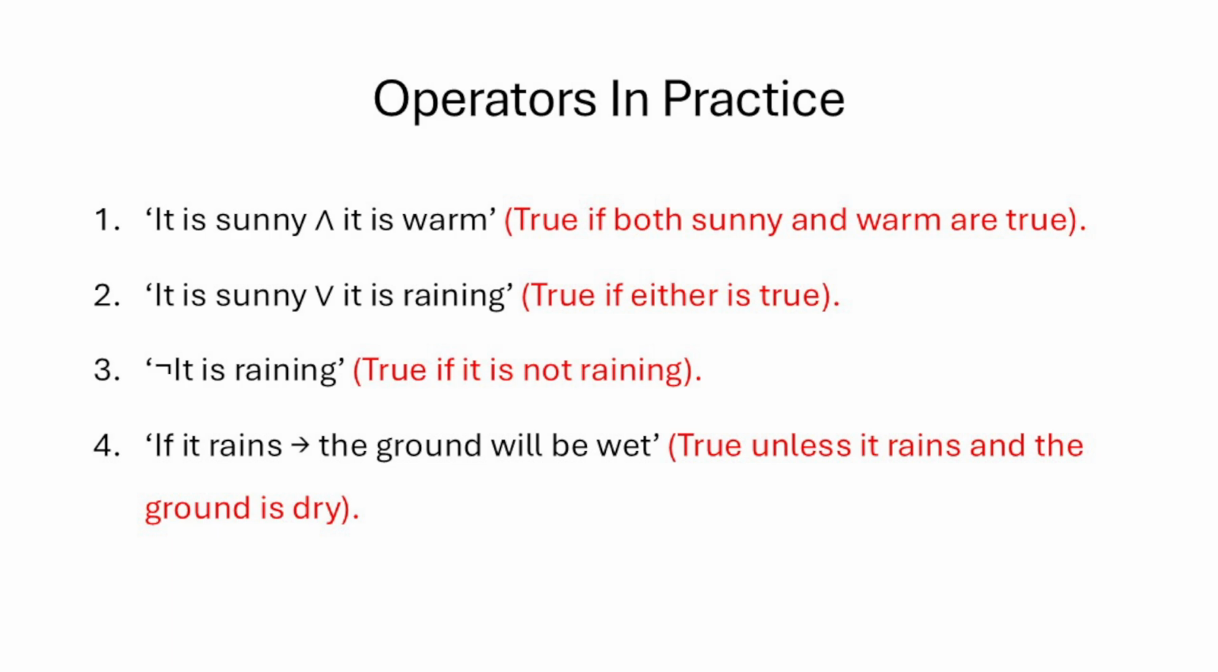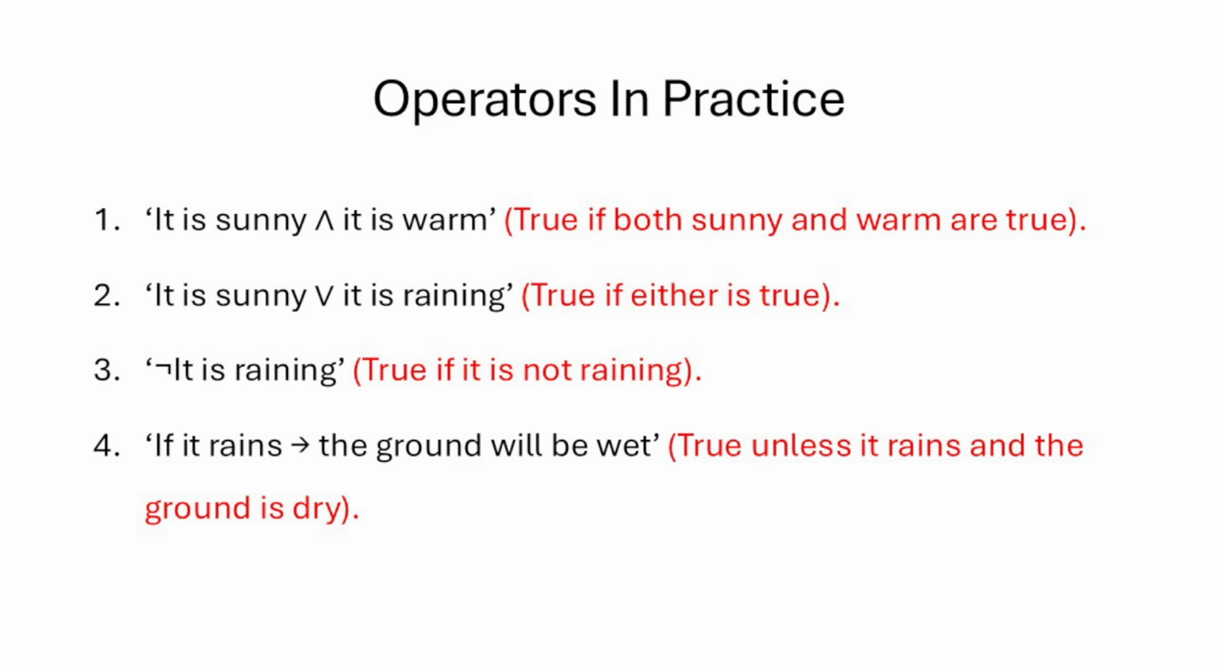Then we have the negation. So "it is raining", or the negation of that, "it's not raining." So if that statement, "it is raining", is negated, then it's true if it's not raining. And then we have, "if it rains, then the ground will be wet", which is true unless it rains and the ground is dry. So that's simple enough, right?